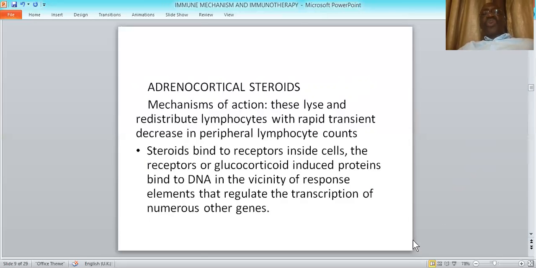Steroids also bind to receptors inside cells. The glucocorticoid-induced protein complexes will subsequently bind to DNA in the vicinity of response elements. And once they bind to DNA, there will be downregulation of the transcription of numerous genes. And so the proteins that would have led to the formation of immune effectors, and the formation of more lymphocytes, are not produced. And so the immune response against the transplanted tissue or organ remains as low as possible to prevent rejection.